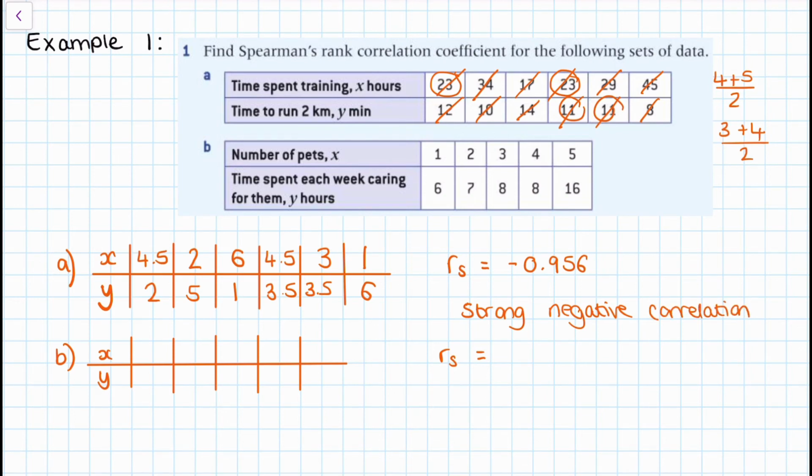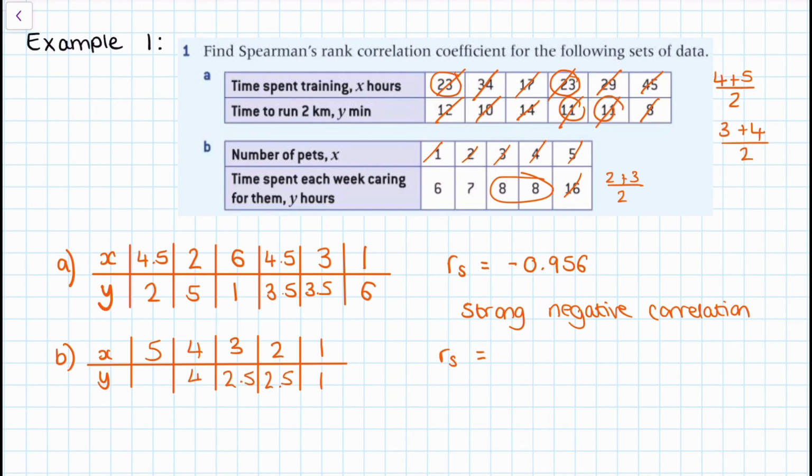Part B, we're doing exactly the same. Number of pets: 1, 2, 3, 4, 5. With this one, the highest ranking is the one with the most pets. So the person with 5 would be 1, and it goes 1, 2, 3, 4, 5 in the opposite direction. The highest number of pets we give a rank of 1 because it's the largest. Then same with the bottom, we look for the largest, which is 16, so that gets a 1. Now we've got two 8s, so they will be ranked 2 and 3. So we do 2 plus 3 divided by 2, which gives us 2.5 for both of those.